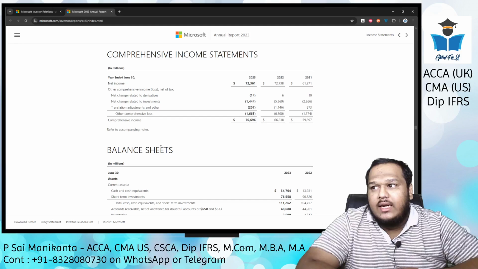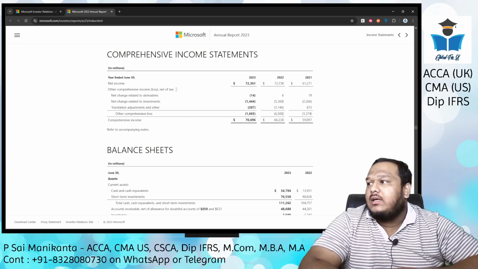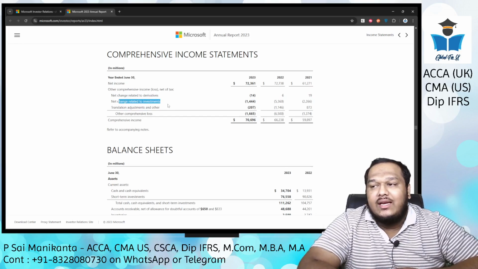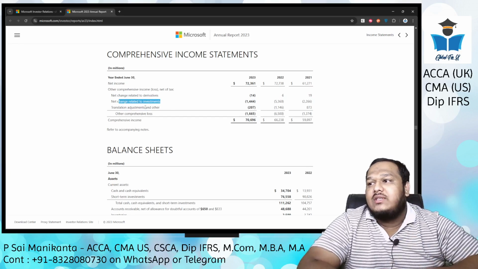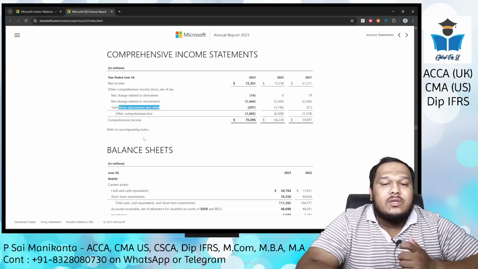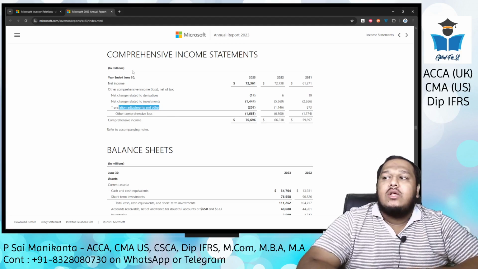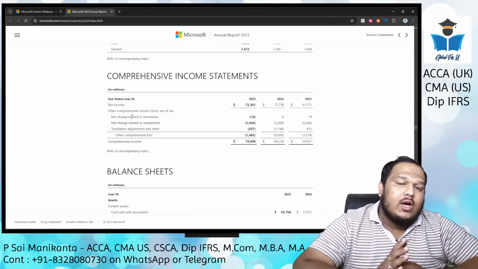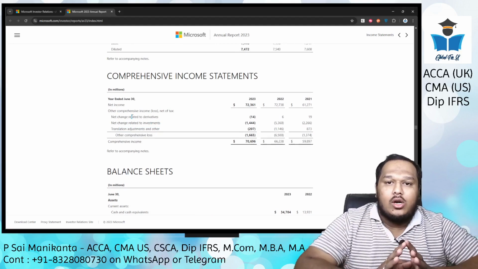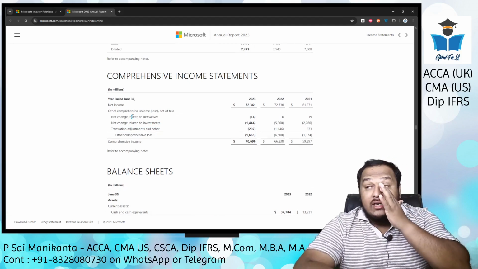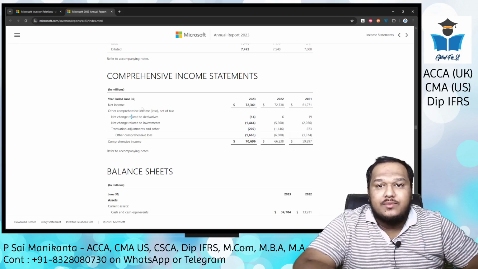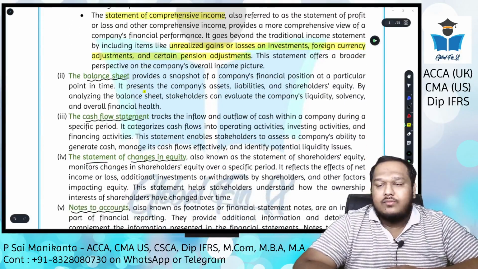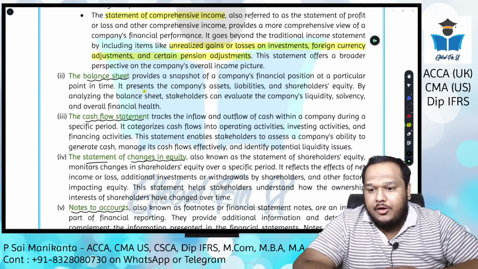Sir, what are those items shown separately? So you can see here some changes related to derivative instruments, some changes related to their investments, so fair value of investments, then translation adjustments, foreign exchange related items. So don't worry, all of these are separately covered for you in your syllabus. So I'll talk about them later, not now. Okay, there are 4 items which are shown in the comprehensive income statement. We'll talk about them separately. Don't worry. All right, chalo, continuing further.